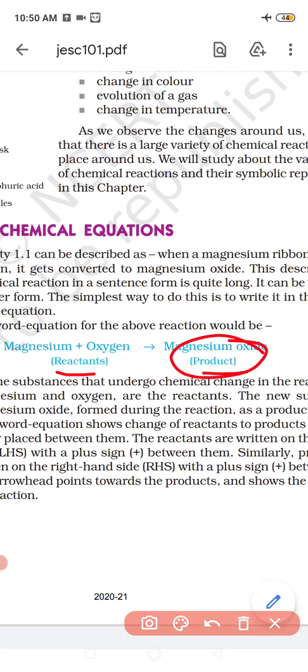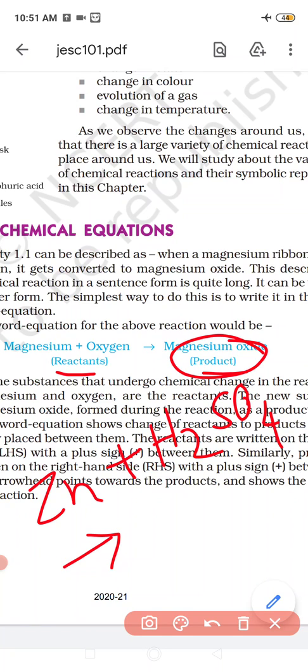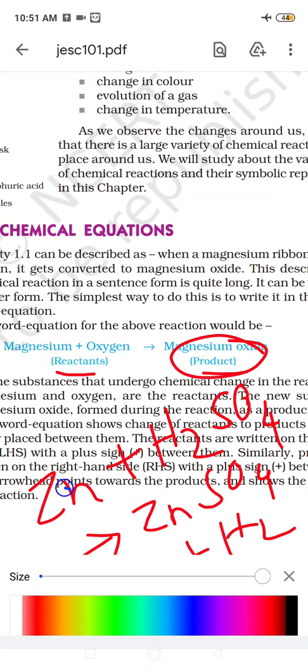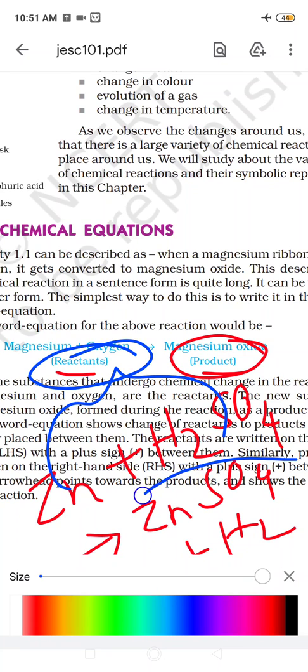So now see, when you take zinc granules and add some sulfuric acid to it, then you will get zinc sulfate plus hydrogen gas. So in this case zinc and sulfuric acid are known as the reactants, and after the reaction you will get zinc sulfate plus hydrogen, which are known as the products.